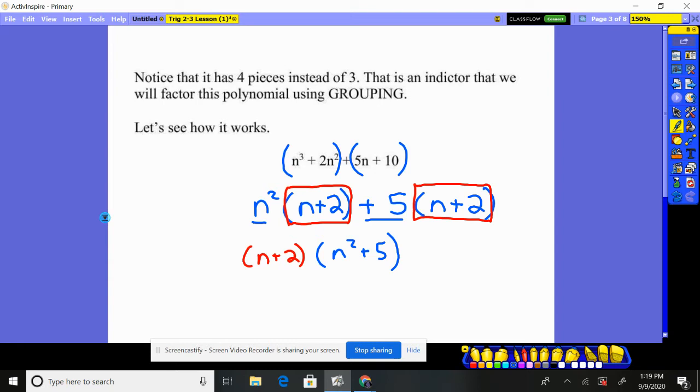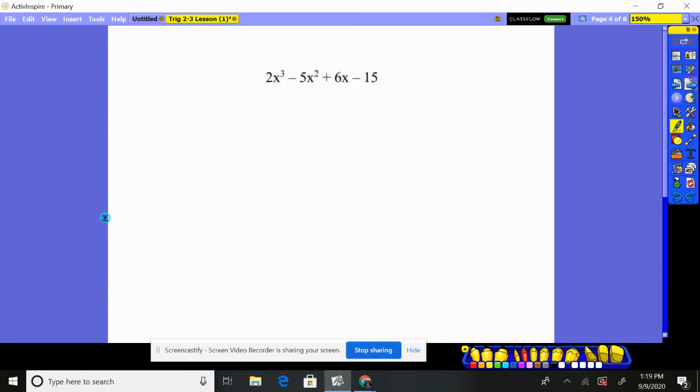Okay. Now you could check it. n times n squared, n cubed. n times the 5, if we're distributing through, 5n. 2 distributed through to each piece now. And notice that is what we had at the beginning, just with these 2 pieces switched. Okay. So that is what we call factoring by grouping. Let's look at another example.